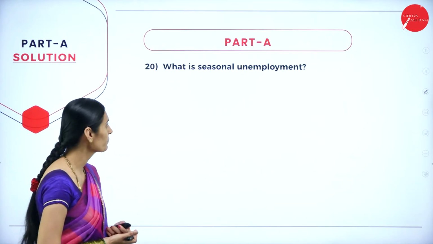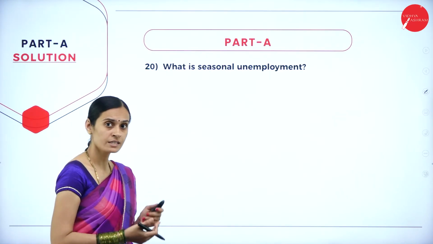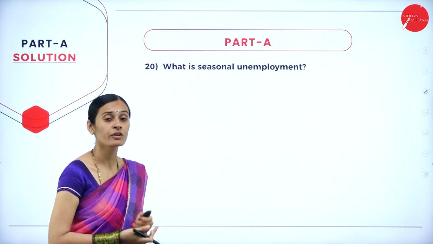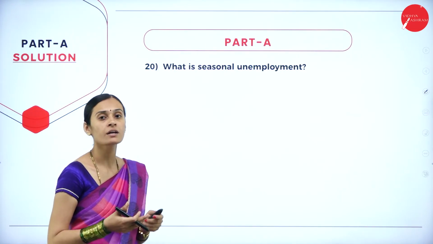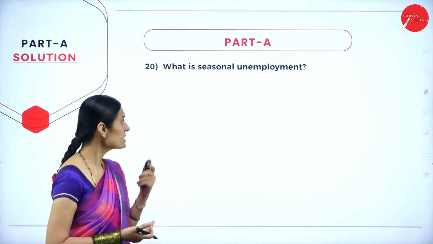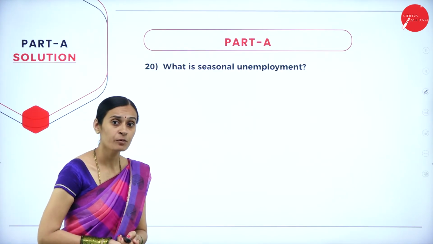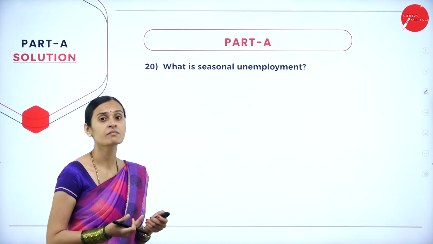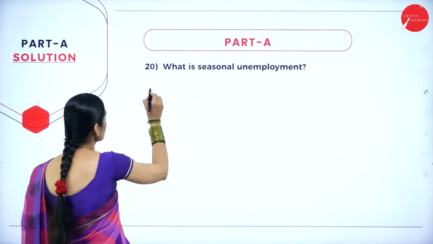Next, what is seasonal unemployment? Under seasonal unemployment, workers get employment opportunities for a particular season. During the remaining seasons, those people are unemployed. They don't get any working opportunities. So that is considered seasonal unemployment. For example, in the agriculture field, they get employment opportunities in the sowing season and harvesting season, so in the remaining times they will be unemployed. What is seasonal unemployment?